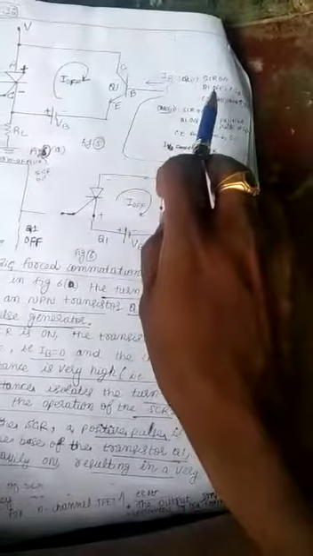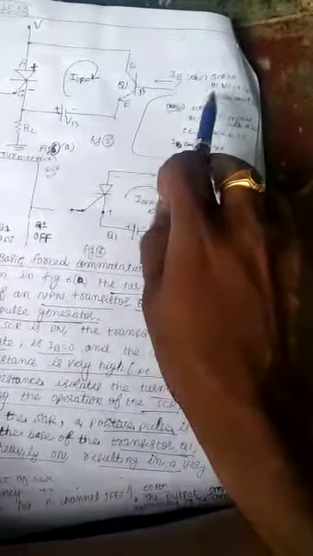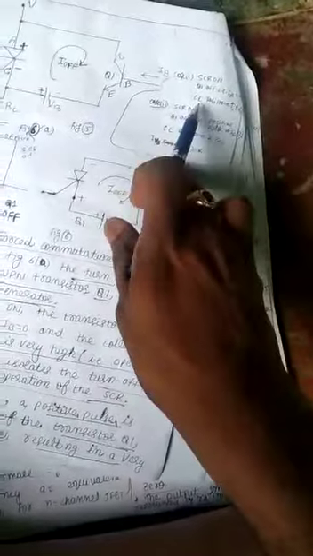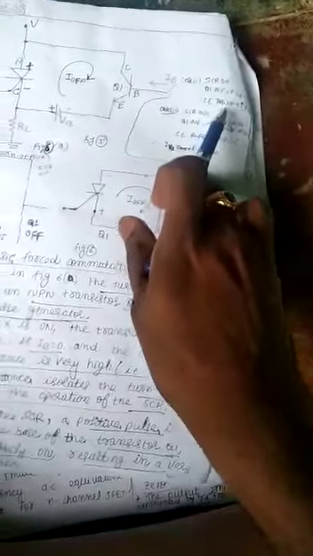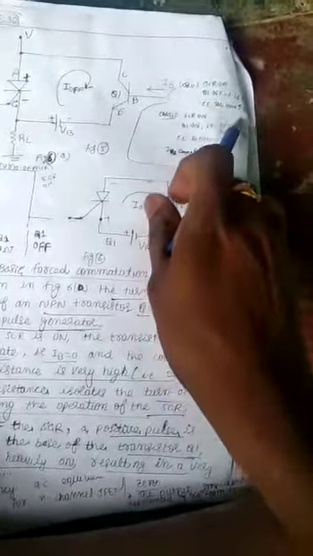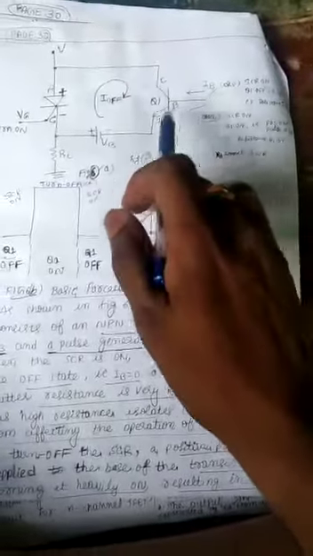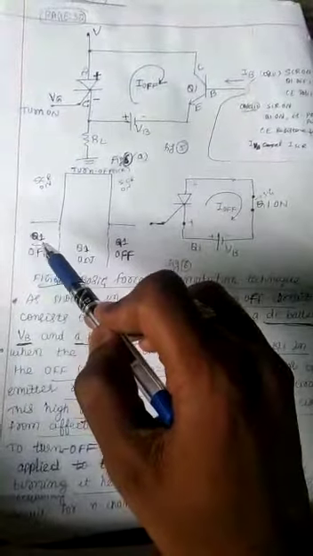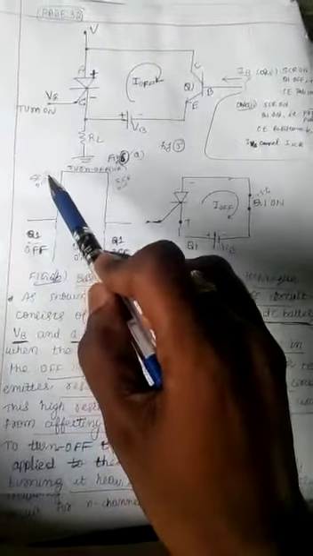If SCR is on, Q1 is off. In that case, I am not applying any base current. Therefore, between collector and emitter, we have infinite resistance. It is open circuit, OC. That's what I have written here. Q1 will be in off state if SCR is on.